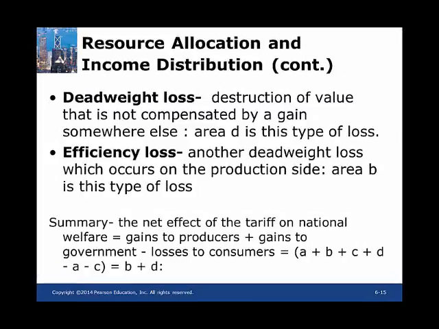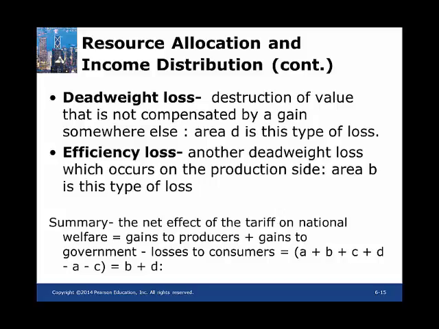Resource allocation and income distribution continued. Deadweight loss, destruction of value that is not compensated by a gain somewhere else, area D, is this type of loss. Efficiency loss, another deadweight loss which occurs on the production side, area B, is this type of loss.